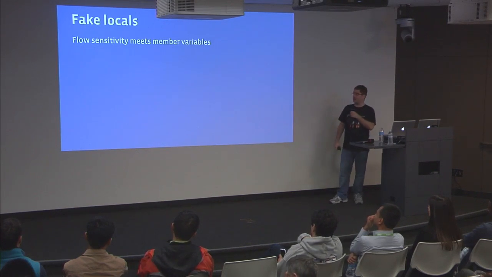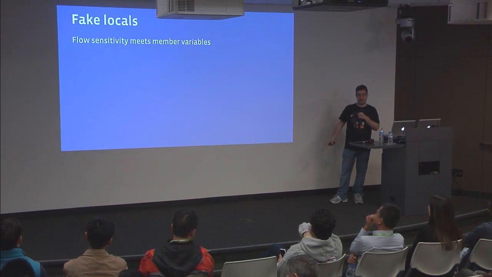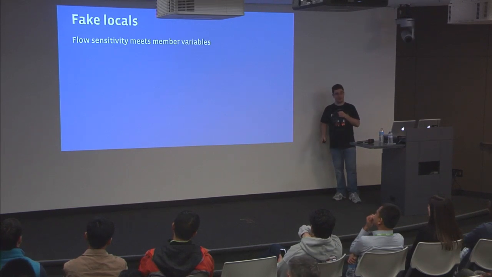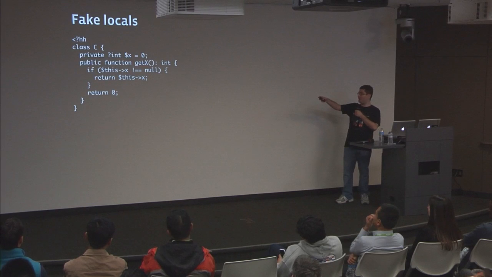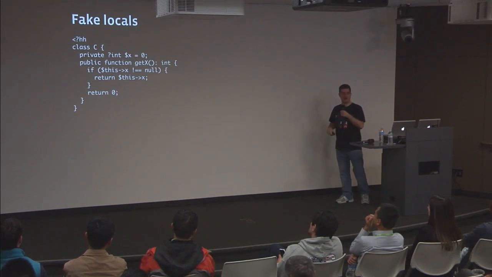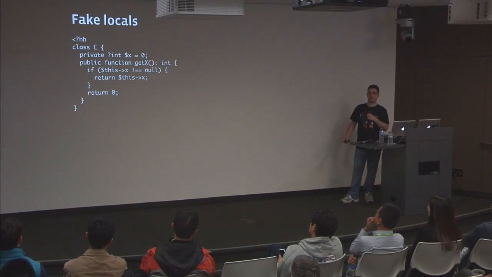So the next step of this is what we call fake locals. It's how we do this flow sensitivity whenever we have member variables involved. And so here's an example of what I mean here. This is similar to my null check example a moment ago, where we want to return a default value or to use it if it's not null. But instead of being a parameter, it's now a private member variable on the class. We want to do something similar here.